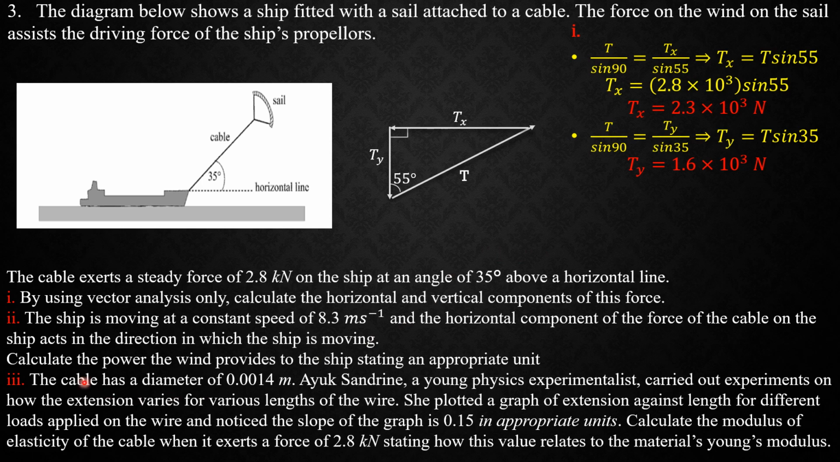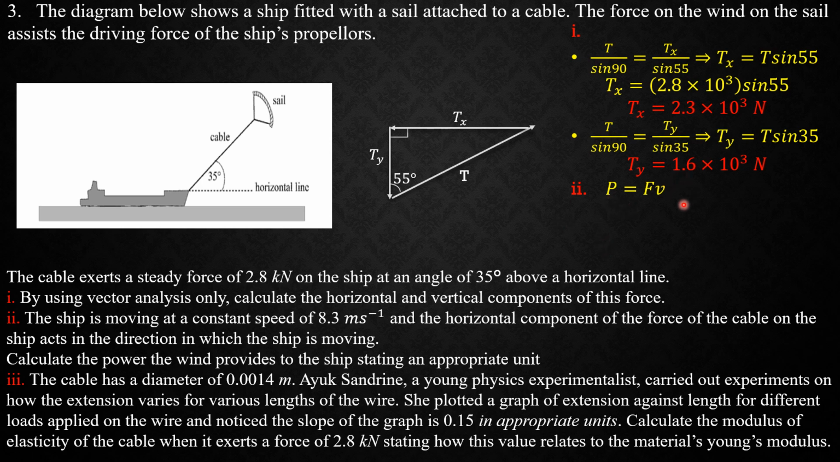And then the next part of the question says that the ship is moving at a constant speed, and the horizontal component of the force of the cable on the ship acts in the direction in which the ship is moving. So this horizontal force acts in the direction the ship is moving. They're asking us to calculate the power the wind provides to the ship, stating an appropriate unit.